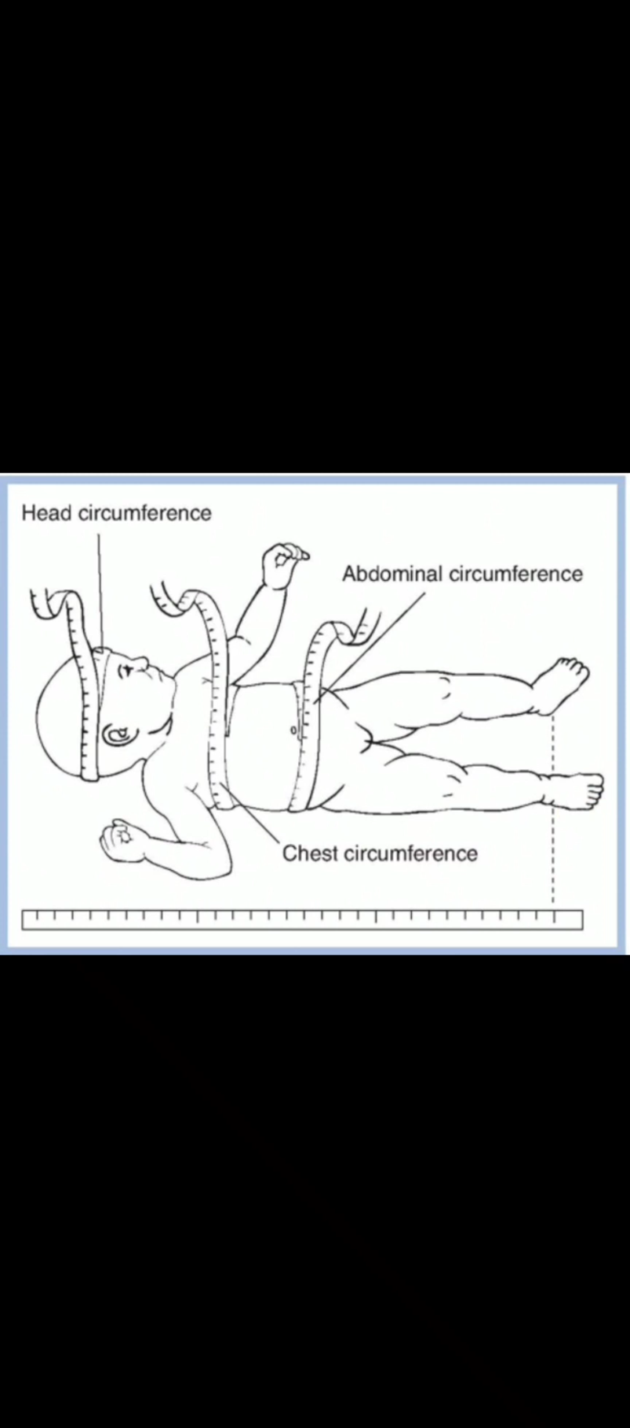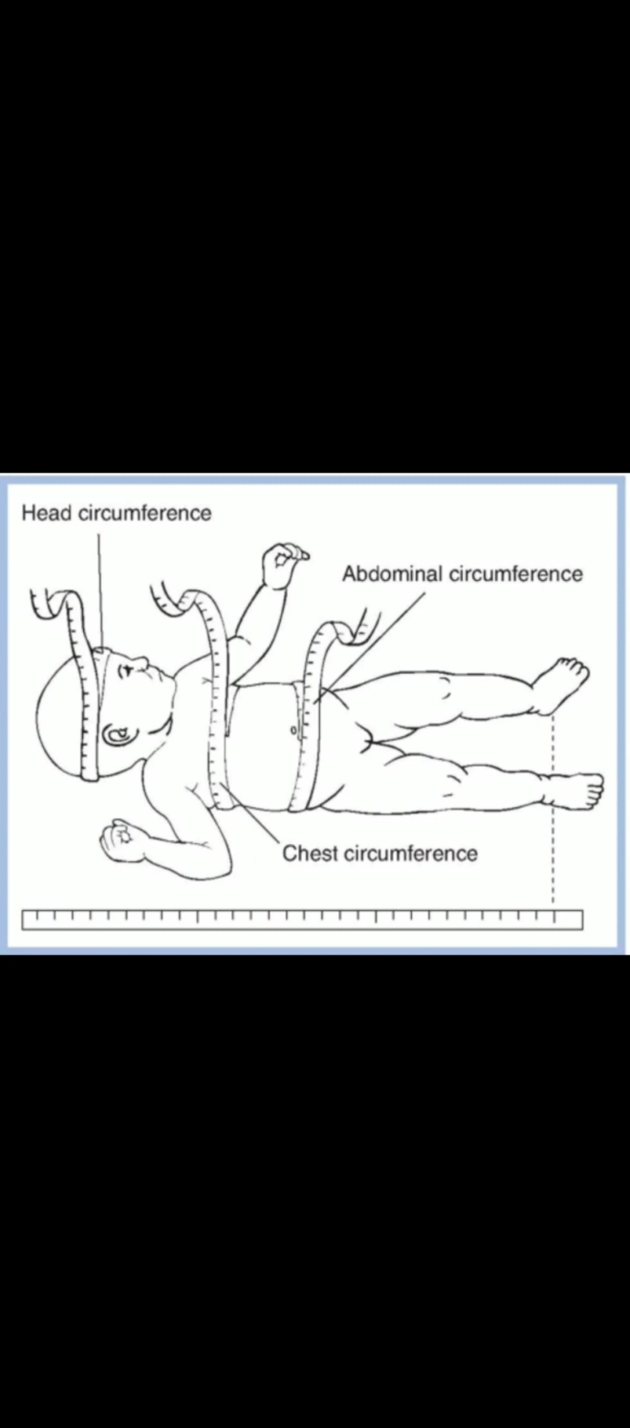The next parameter is head circumference. For this we lay the baby in the supine position, place the tape measure behind the baby's head, and run it across the most prominent part of the head, which is slightly above the brow line. The normal range of head circumference is 33 to 35 centimeters.